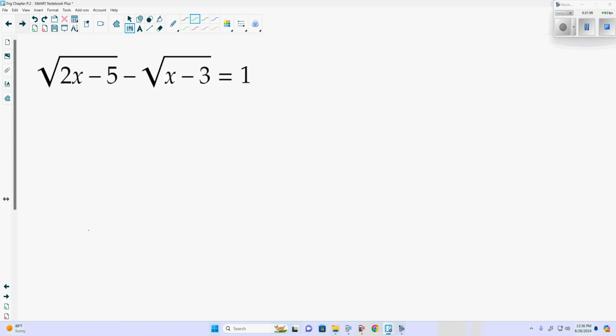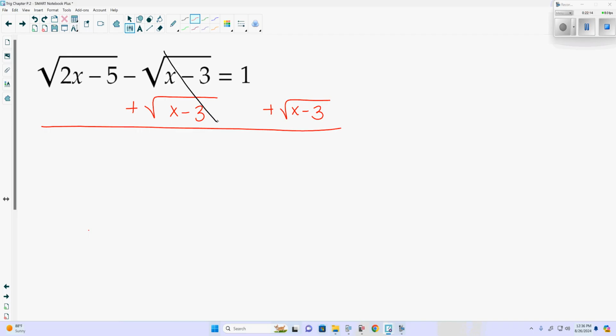Now, let's look at this one here. Is there more than one radical? Yes. So, from my experience, I find it easier to even the radicals out. So if there is one of them that is negative, or we're subtracting it, I move it to the other side. If they're both positive, flip a coin, which one you want to move.